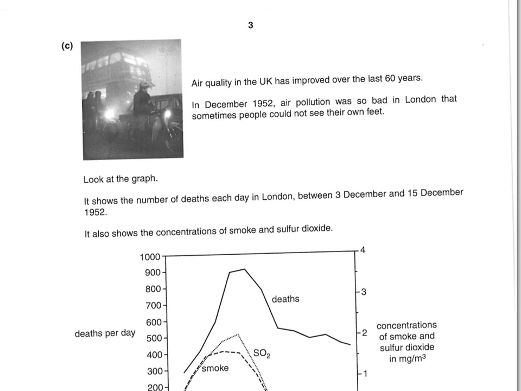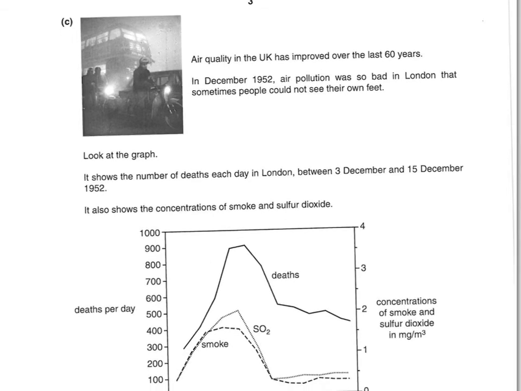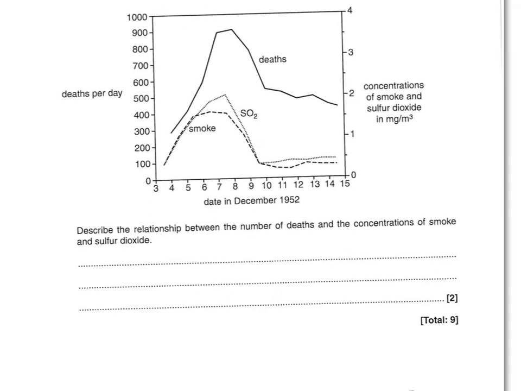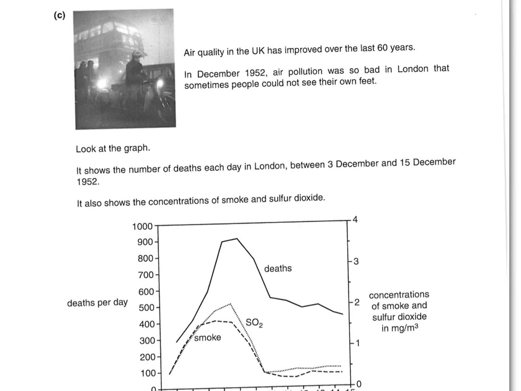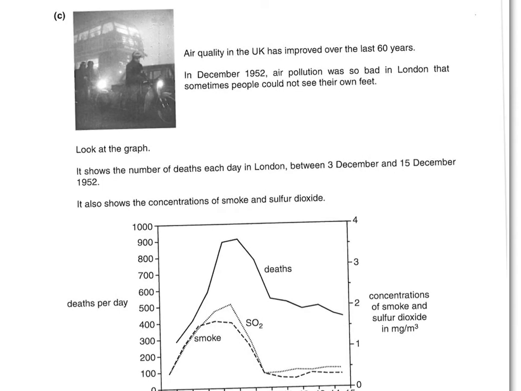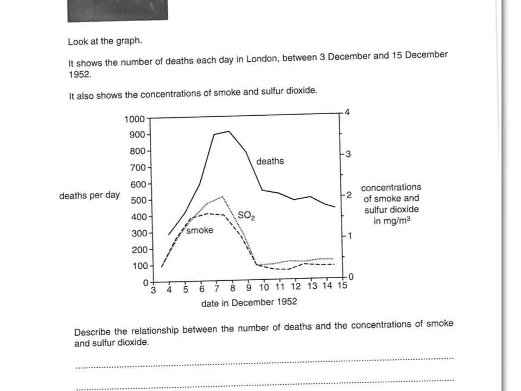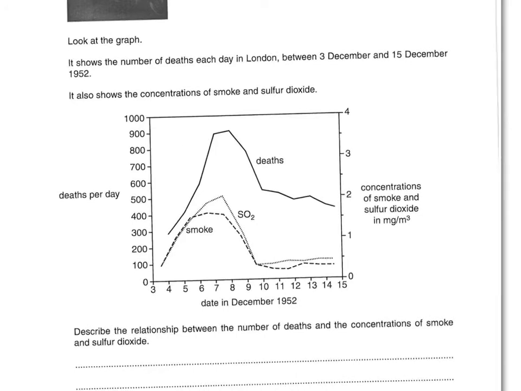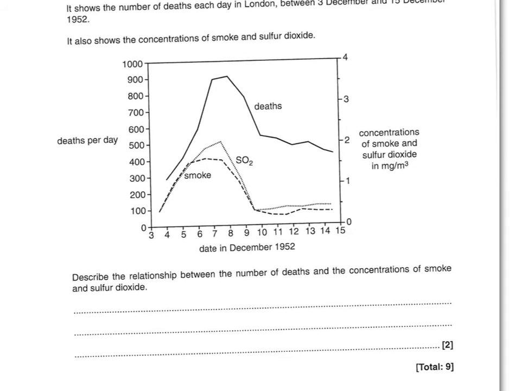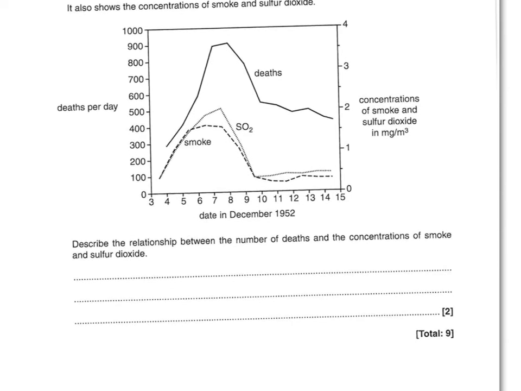Air quality in the UK has improved over the last 60 years. In December 1952, air pollution was so bad that in London sometimes people could not see their own feet. Look at the graph. It shows the number of deaths each day in London between the 3rd of December and the 15th of December 1952. It also shows the concentrations of smoke and sulfur dioxide. Describe the relationship between the number of deaths and the concentrations of smoke and sulfur dioxide.